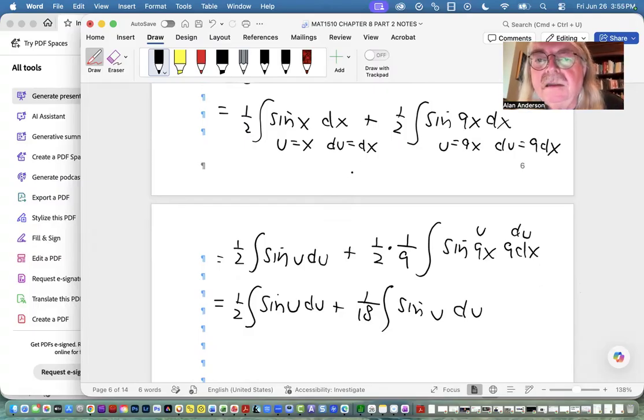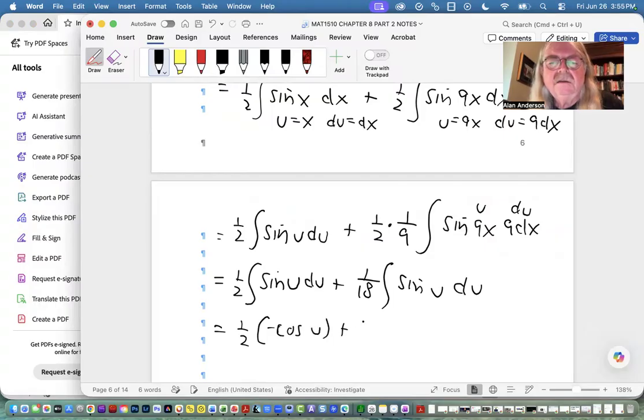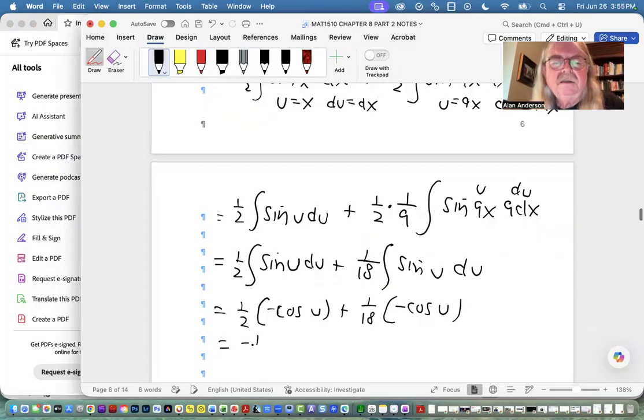Now, the thing is, the definition of u is different for both of these integrals, so we have to keep an eye on that. But this one is just very simply the integral of sine u is negative cosine u, but the u is different in both cases. So this first one is just simply cosine x. Then we have negative 1/18th cosine. For this one, we chose 9x. And of course, we need the c at the end.